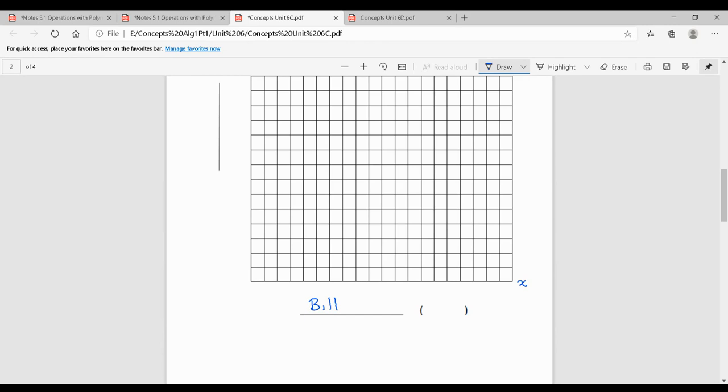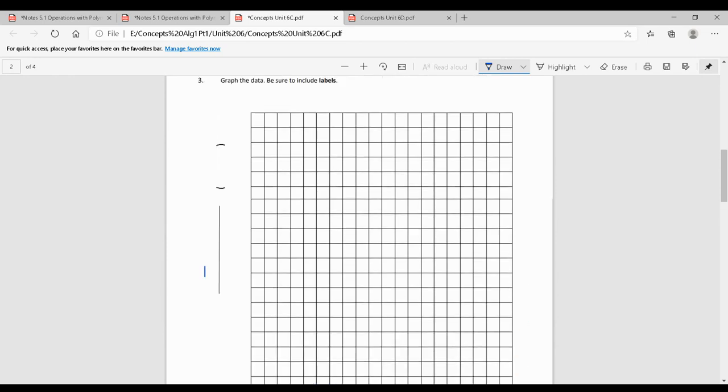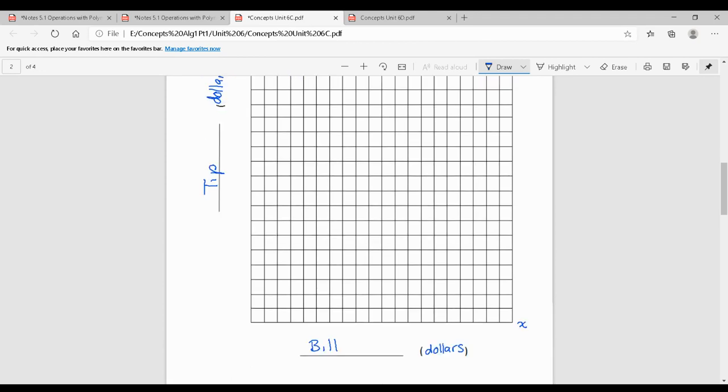Now, the other thing we need to be consistent about is what goes in parentheses. What goes in parentheses is that unit, the way we measure Bill. How do I measure Bill, did we say? By inches? By centimeters? By what? Dollars. So Bill in dollars is on the bottom, and then my Y variable, which we chose as tip, is up and down. And again, we measure that with dollars. So everything is consistent.